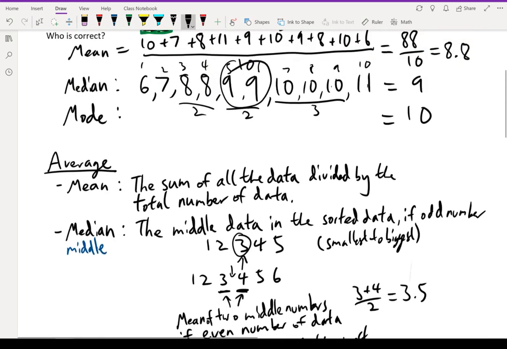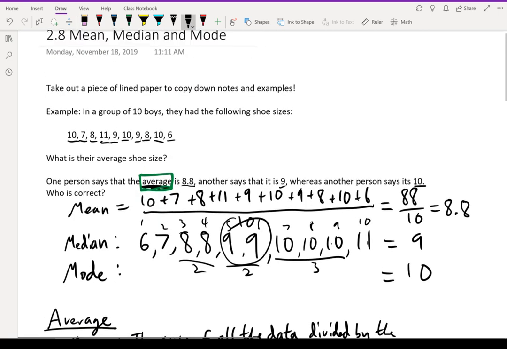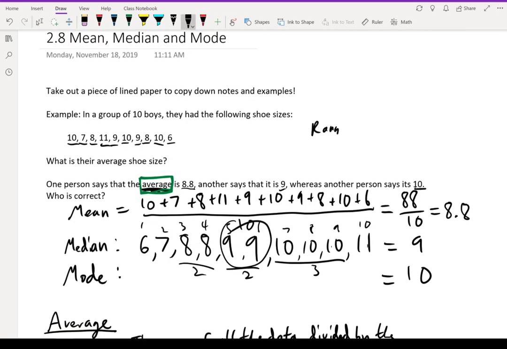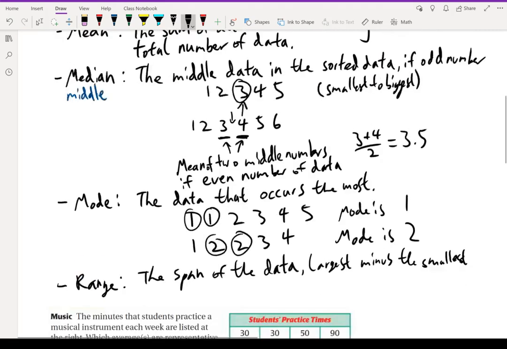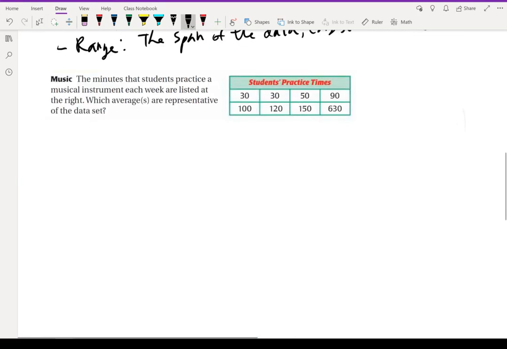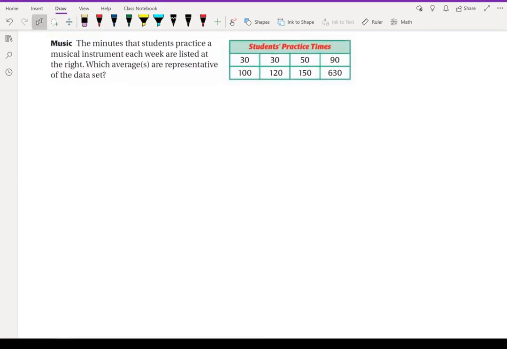If we look at our example from here, the range is going to be the biggest shoe size, 11, minus the smallest shoe size, which is 6. That is the span, how much it spans. From 6 all the way to 11, that's 5. So all of this data is within 5 shoe sizes. That's the range.